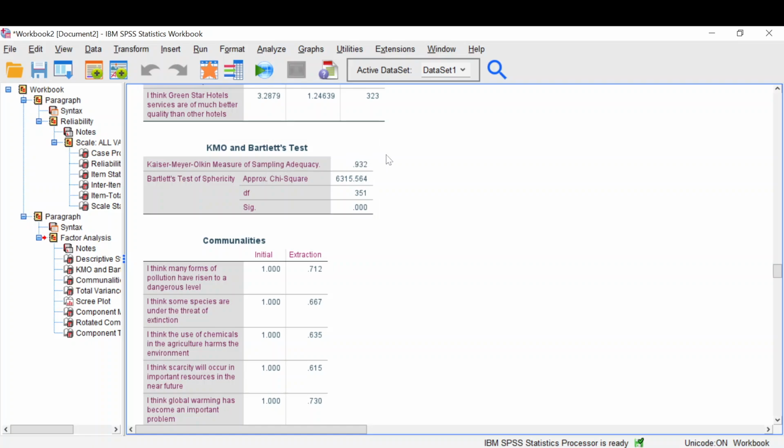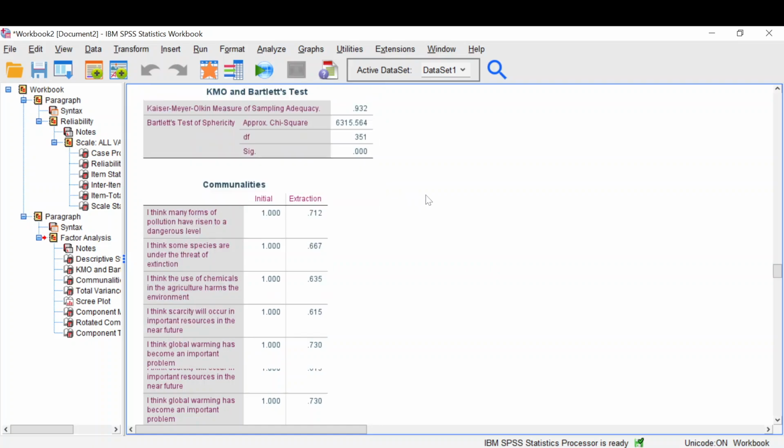Here we have the KMO and Bartlett's test. This is a good place to start after you've conducted the reliability analysis from the previous step. Here we have the KMO measure of sampling adequacy, 0.932. This is above our 0.6 cutoff, and therefore we can say that according to the KMO measure of sampling adequacy, this data set is adequate for factor analysis. The Bartlett's test of sphericity, you can ignore these numbers here and just look at the significance level. Because it's below 0.05, we can further confirm the adequacy of the data and that it's passed the Bartlett's test of sphericity. So in other words, we are good to go.